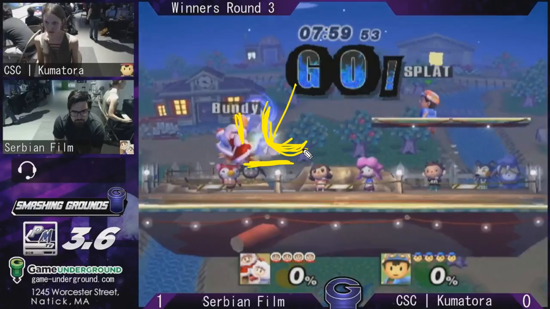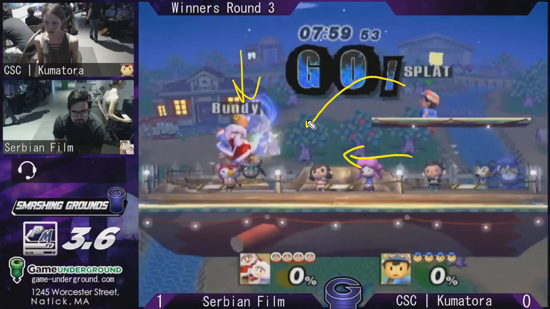matchup. How to deal with and approach a character that, you know, some people would say Ice Climbers are very difficult to approach, which is true if you're approaching them either this way or straight down. They have a disjointed up air, even though it doesn't cover a lot of space, it's pretty good if you come from this one angle. So what we're going to see is Kumatora repeatedly trying to find this angle.